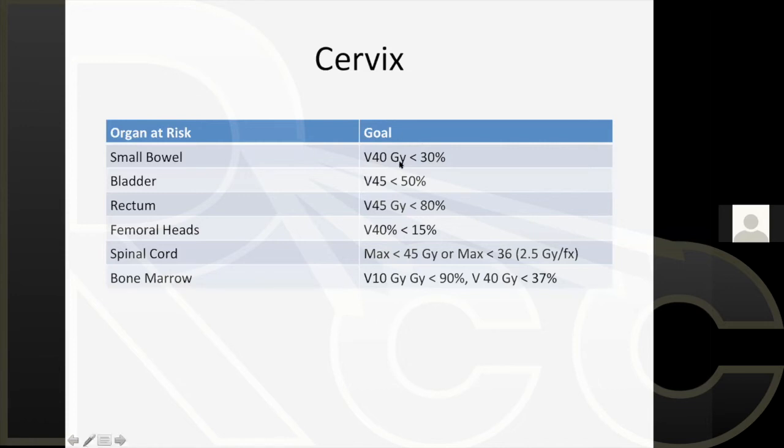But our small bowel, we want to keep the V40 Gy less than 30%, the bladder V50 less than 50. This is really hard to get a lot of times with intact cervix. The rectum less than 80%, femoral heads V40 less than 15, spinal cord less than 45 Gy, maximum less than 36, and then the bone marrow. But again, what's not here, which is why I would pick one plan over the other, is the skin toxicity. And you really do have to look at that, because these patients will get skin breakdown. So there are other things, even though we don't have them listed here, you also have to look at.